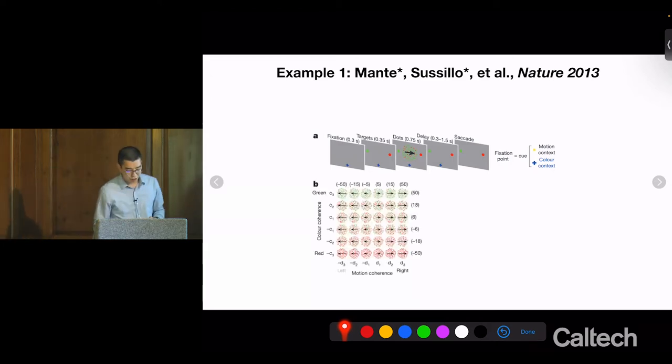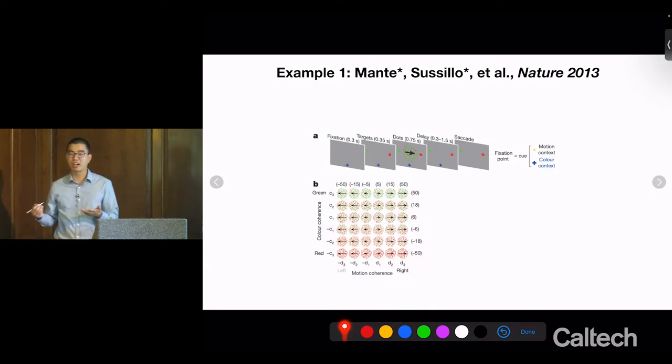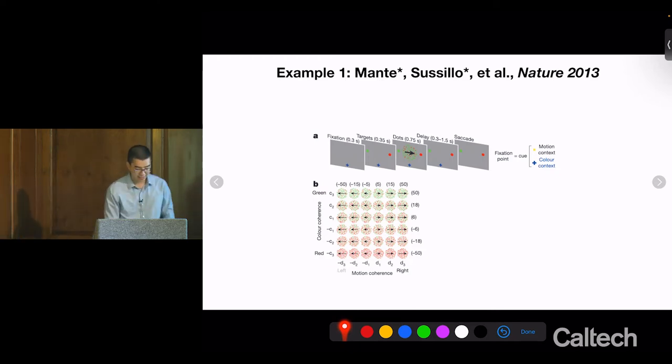All right. So this is an example of what the stimuli look like. There's going to be a color coherence that refers to the dominant color in the dots. When the color coherence is closer to green, most of the dots are green, and vice versa for red. And then there's also a motion coherence. The size of these arrows is a proxy for the general strength of motion of the dots for the task. So here is going to be strong motion to the left, and here is going to be strong motion to the right.